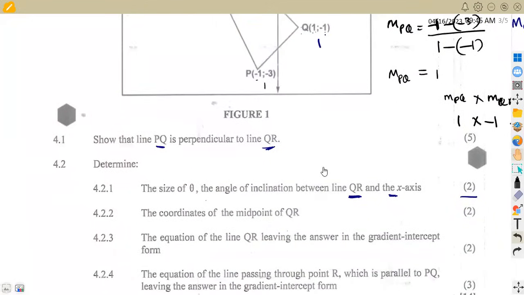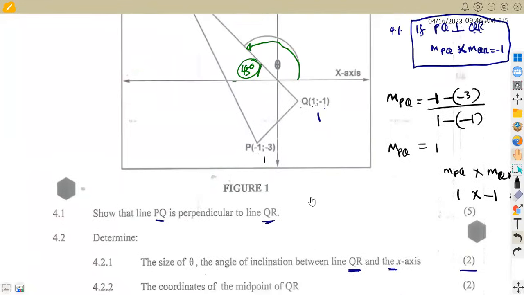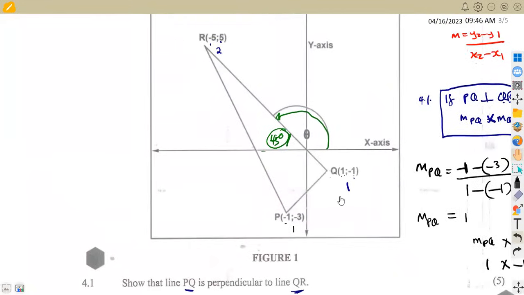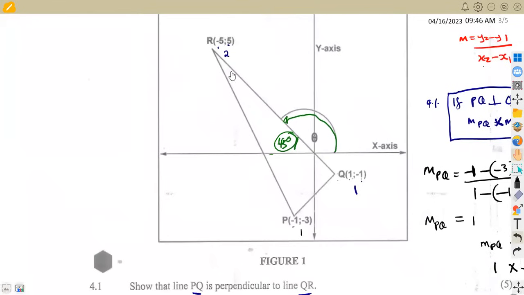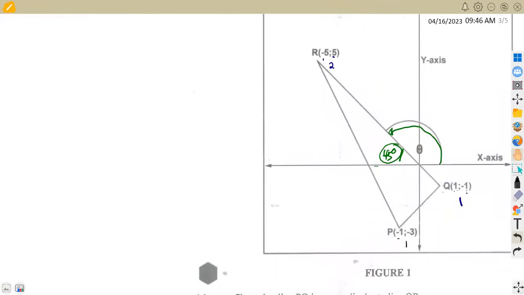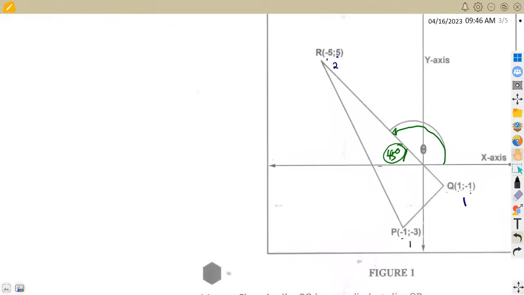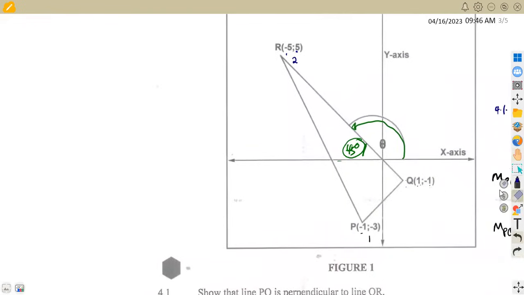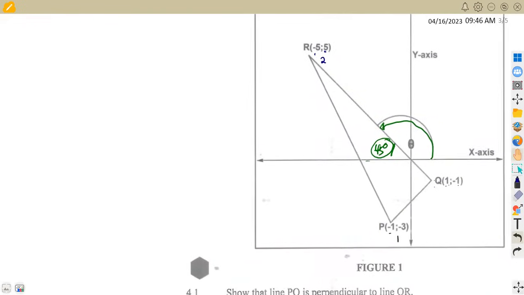4.22, the coordinates of the midpoint of QR. All right, the midpoint of QR. So we have got our Q here and we've got our R here. So remember that the midpoint, we can simply take it from our formula. All right, so let's just have our midpoint here. Sorry for this one. Let me adjust.